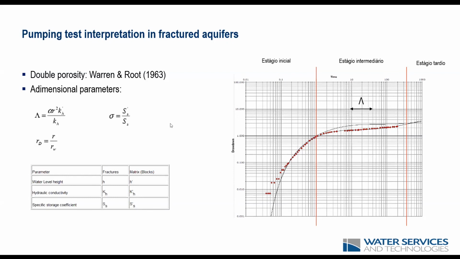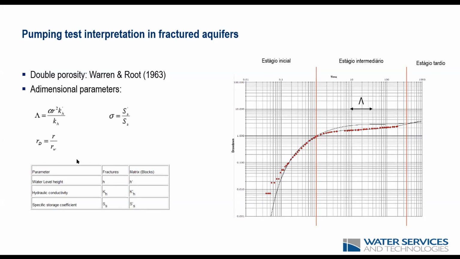So the higher the lambda value, the longer the flattened section of the curve, and the longer it will take for the drawdown curve to overlap again with the Theis curve. In this equation, RD would be a dimensionless distance given by the ratio between R, which is the distance between the pumping well and the observation well, and RW, which is the radius of the well screen.